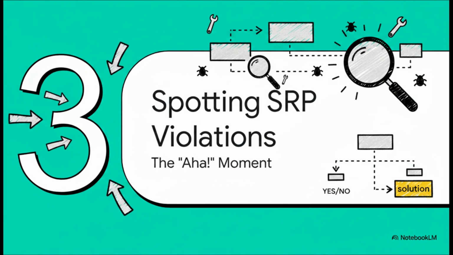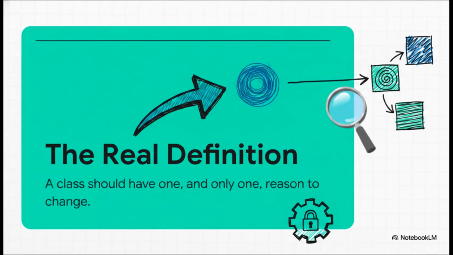Okay, so if do one thing isn't the whole story, then what is? Let's get to the real definition, the one that gives you a crystal clear way to know when your class is doing too much. This is the real aha moment. And here it is. This is the key from the one and only Robert C. Martin, or Uncle Bob. A class should have one and only one reason to change.